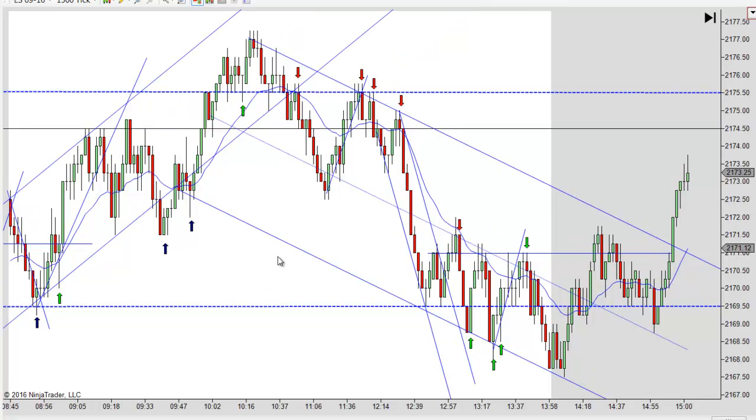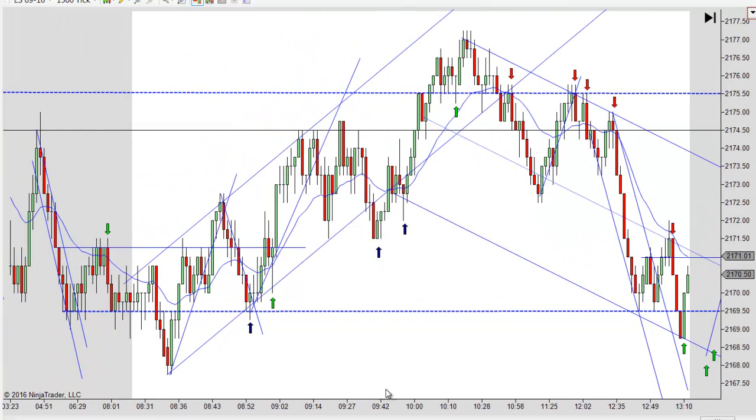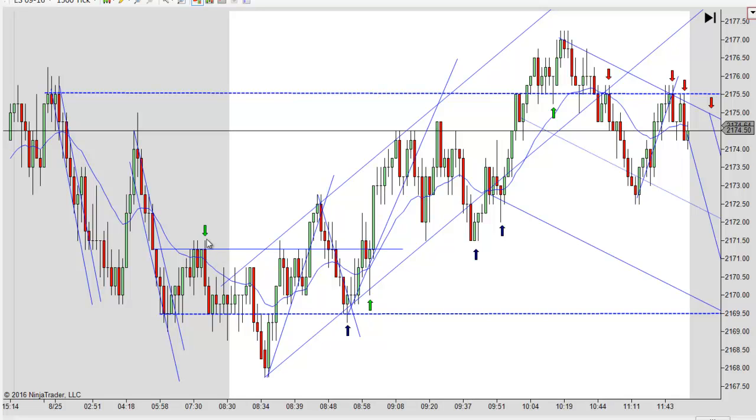Hopefully everybody had a good trading day. Let's talk about the trades. There was nothing early on. There was one right here that you might have considered taking.